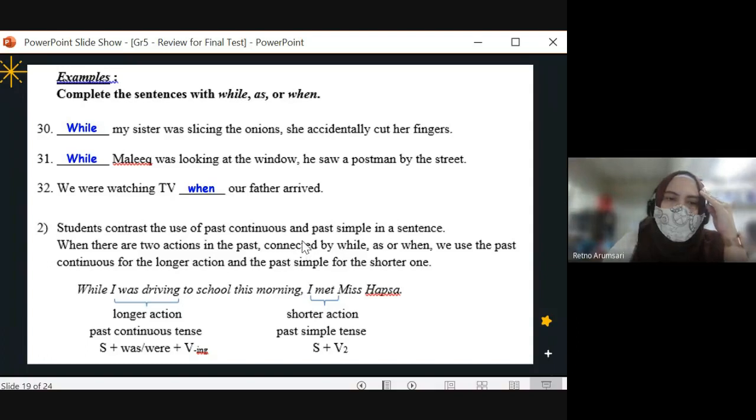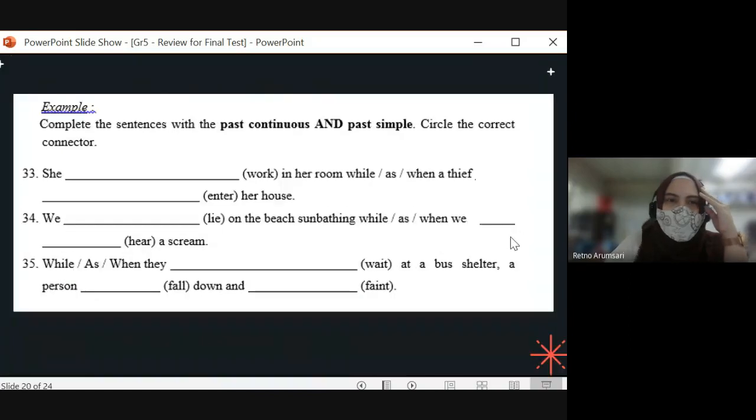Okay. Now, as you have known, past continuous is for expressing the longer action, and past simple is for the shorter action. Yeah, past continuous always comes first and then followed by the past simple, the shorter action. Now let's try. Number 33. Let's go to Atala Raditya.